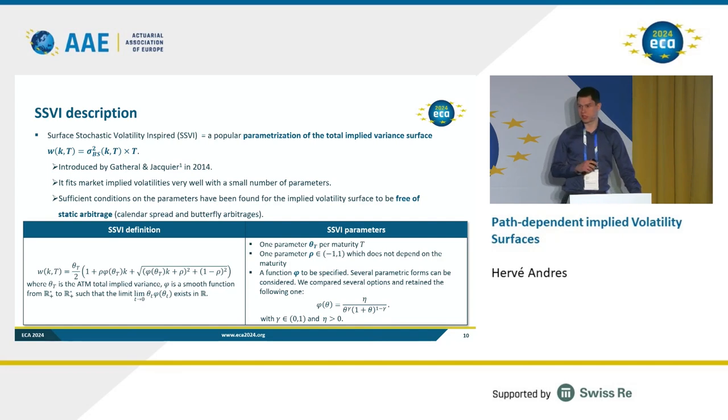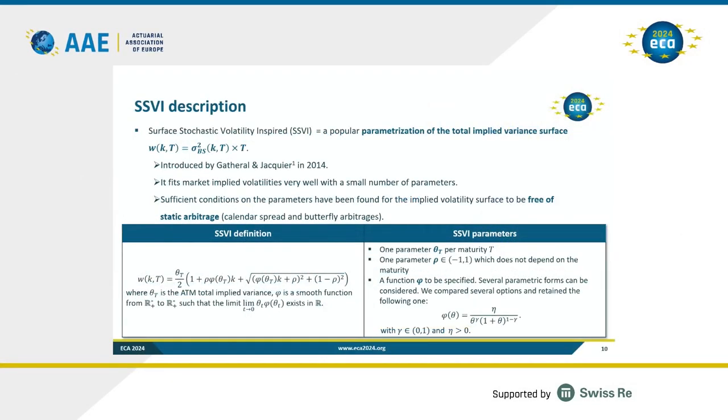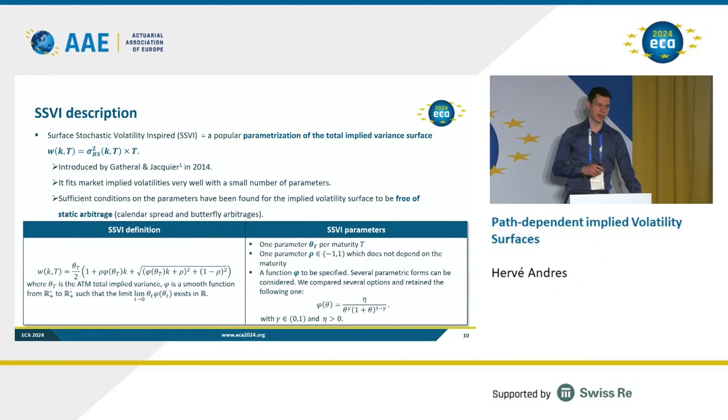And why do we consider this parameterization? Because it represents a very effective way to reproduce a market implied volatility surface at some date. This model fits market implied volatilities very well with a small number of parameters. And as a bonus, you have sufficient conditions, quite easy, that prevent arbitrages. You have the definition on the left. It's not very important. What I want to underline here is the parameters of this parameterization.